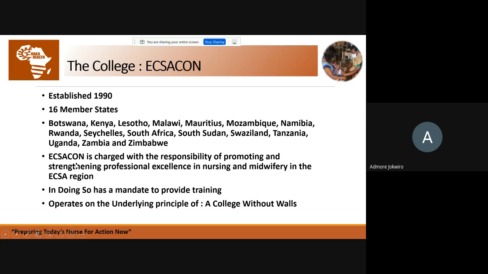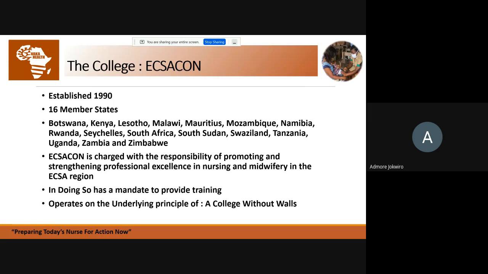but ECSACON is the nursing implementing agent for the ECSA health community. And in doing so, ECSACON has a mandate to provide training, and it operates under the underlying principle of a college without walls, just like its other sister colleges like COSEXA or ECSACOG.